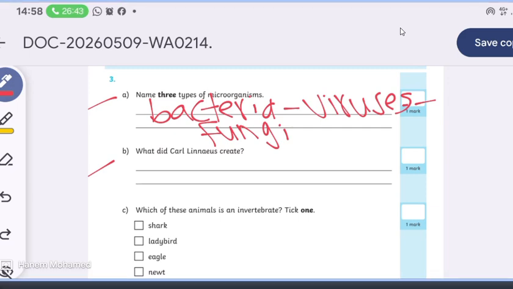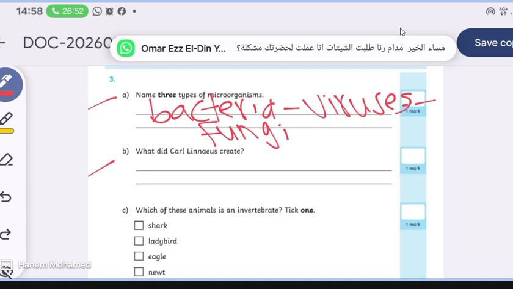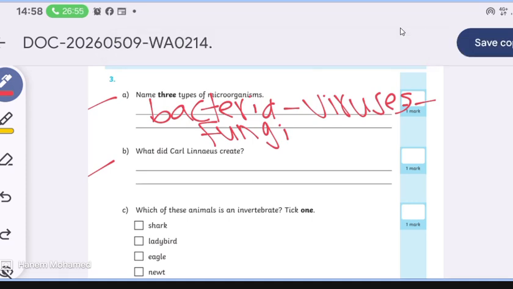Okay, the next. So the next question is for you, Jaida. What did Carl Linnaeus create? Okay, Carl Linnaeus is talking about what? He created what? By the way, he created many things, but what is the most popular thing? So he made a classification system and he classified all the items and things into groups.